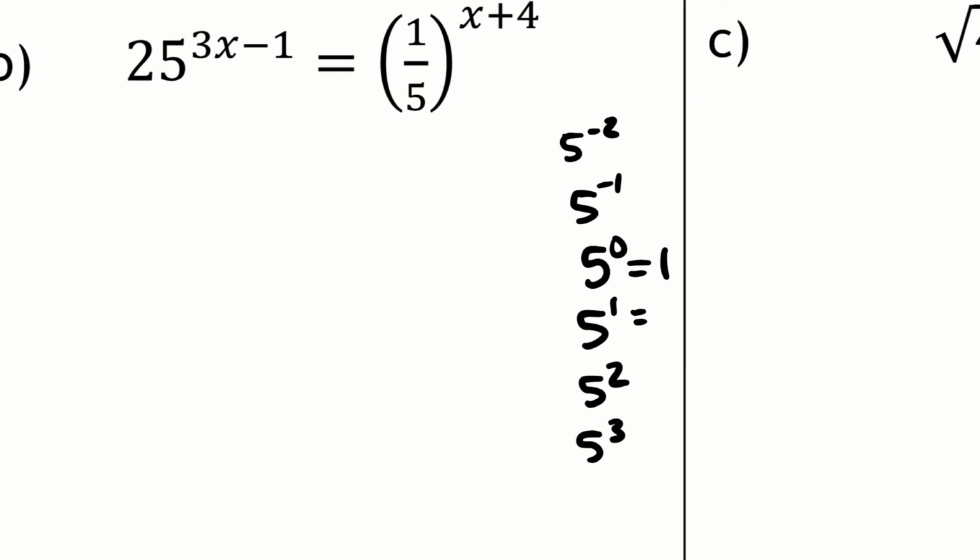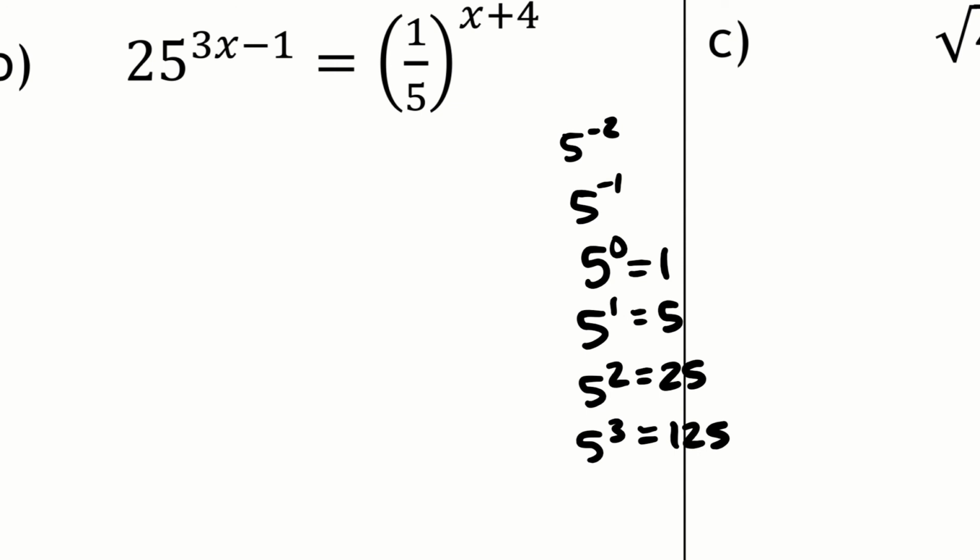As I move forward, I'm multiplying times 5. 1 times 5 is 5. 5 times 5 is 25. 25 times 5 is 125, right? So those are powers of 5 as my exponents increase. If my exponents are decreasing, I'm dividing by 5.